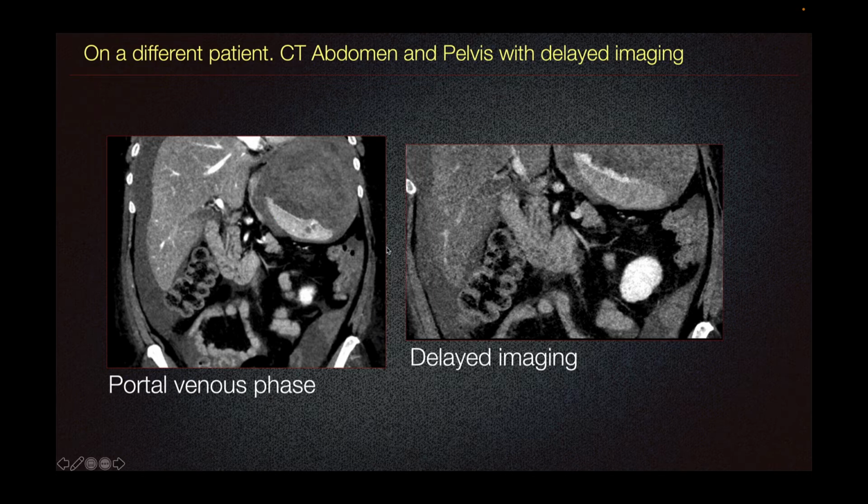In our coronal reformat, we can see that there is a large laceration of the spleen, and on our delayed imaging, we can see that in the superior aspect of the spleen is a hyperdensity not seen on our portal venous phase. This is consistent with active contrast extravasation. We can also see a large hemoperitoneum throughout the abdomen.